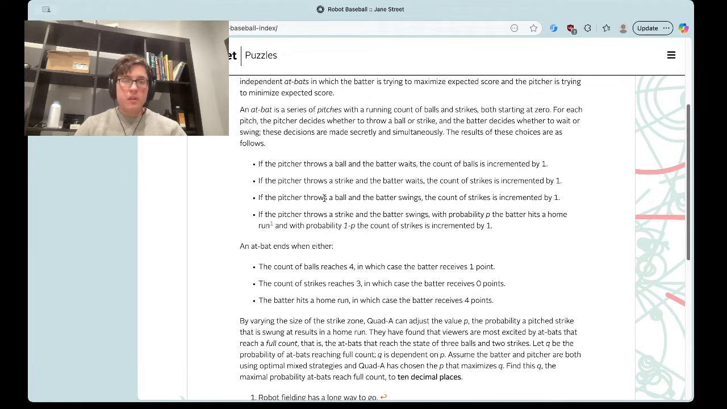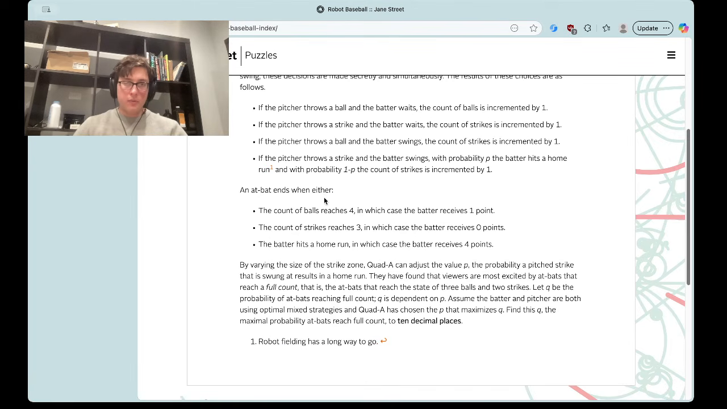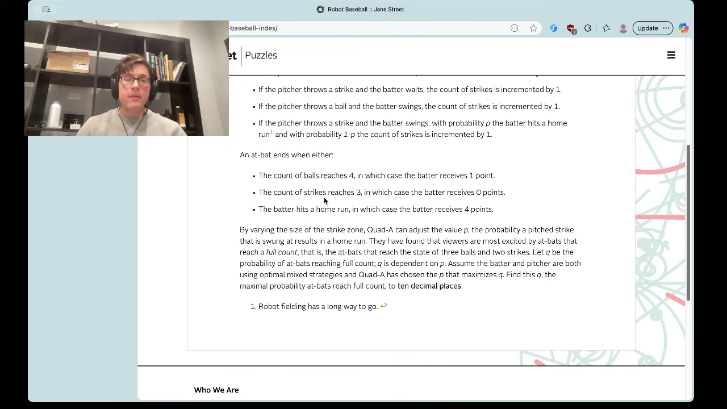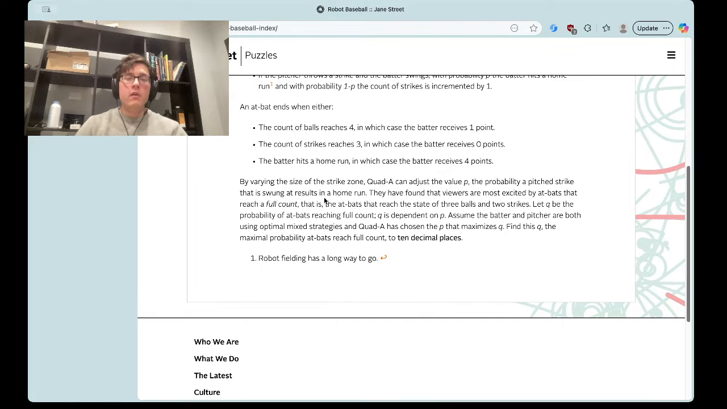The results of these choices are as follows. If the pitcher throws a ball and the batter waits, the count of balls is incremented by 1. If the pitcher throws a strike and the batter waits, the count of strikes is incremented by 1. If the pitcher throws a ball and the batter swings, the count of strikes is again incremented by 1. If the pitcher throws a strike and the batter swings, with probability p, the batter hits a home run, and with probability 1 minus p, the count of strikes is incremented by 1. An at-bat ends when either the count of balls reaches 4, in which case the batter receives 1 point, the count of strikes reaches 3, in which case the batter receives 0 points, or the batter hits a home run, in which case the batter receives 4 points.